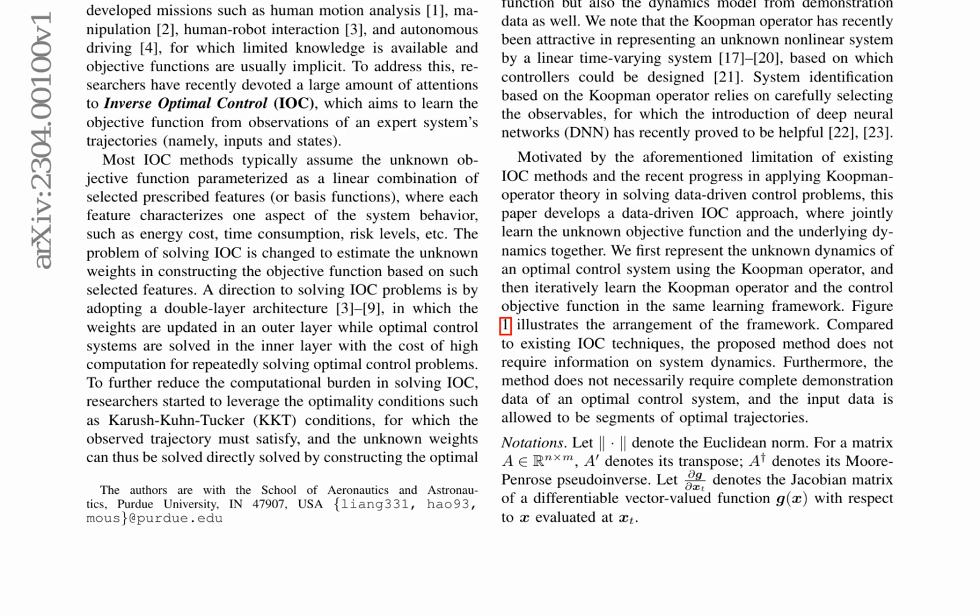The proposed approach does not require information on system dynamics and can learn the objective function and dynamics model from demonstration data. This is achieved through an iterative learning framework, where the Koopman operator and the control objective function are learned simultaneously. By doing so, the approach can develop a method that learns the control objective function and the dynamics model from demonstration data, without requiring exact knowledge of the underlying system dynamics. This data-driven approach has the potential to overcome the limitations of existing inverse optimal control methods and provide a more efficient and effective solution for learning objective functions in unknown nonlinear systems.